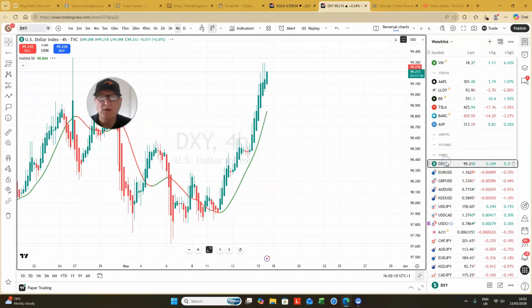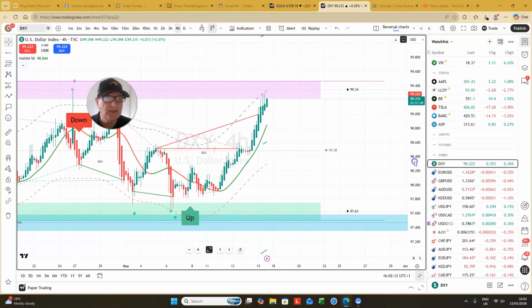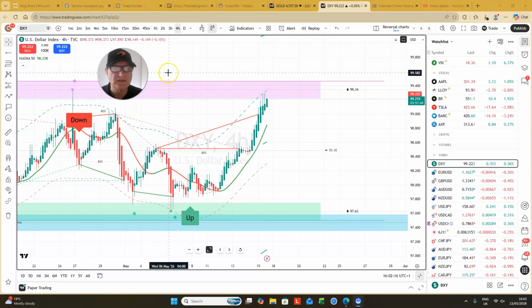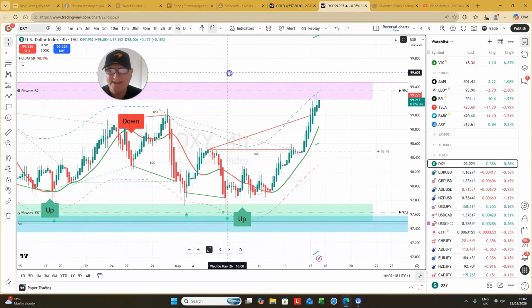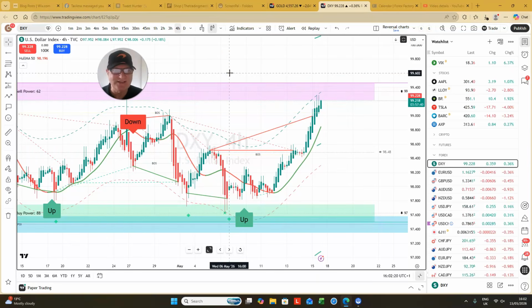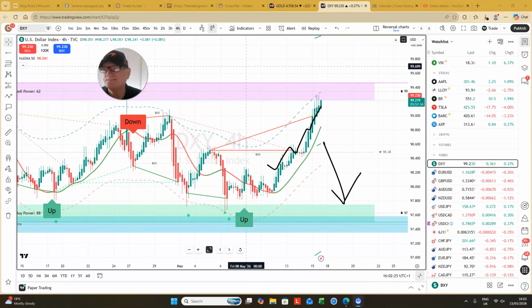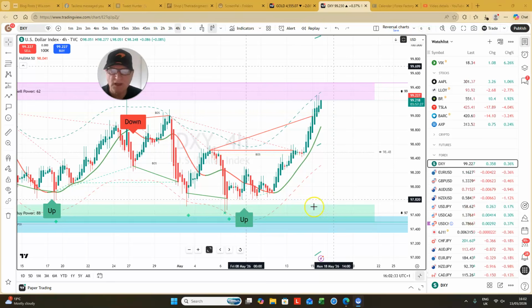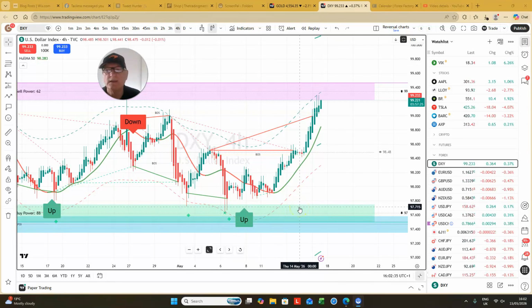Let's have a look at the DXY. Stronger DXY equals lower prices in gold. That's the correlation. It's not been doing much correlation, to be fair, in the last week or month or so, but nonetheless, once you have this going on here, then gold tends to fall. And that's exactly what's happened overnight during the Asian session.